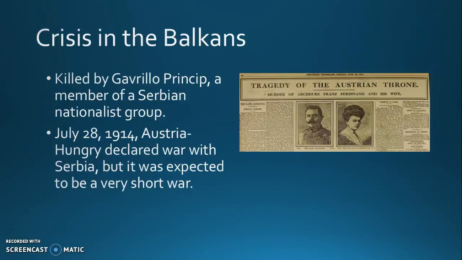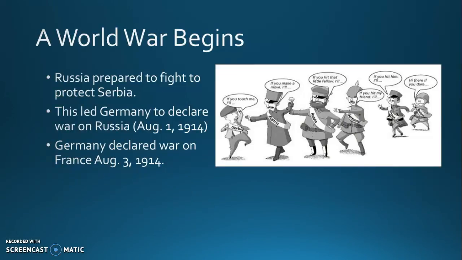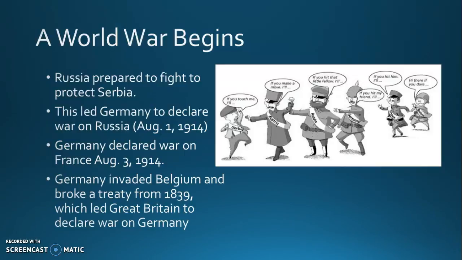The rulers of Austria-Hungary blamed Serbia for the assassination and sent a letter with harsh demands to Serbia. When they didn't meet those demands, Austria-Hungary declared war on Serbia July 28, 1914. This was supposed to be a short war, but it all spread due to the alliance system. So since Austria-Hungary was picking on Serbia, Russia decided to prepare for war. This led Germany to declare war on Russia. And 2 days later, Germany declared war on France. Germany also invaded Belgium and broke a treaty from 1839, which led Great Britain to declare war on Germany.